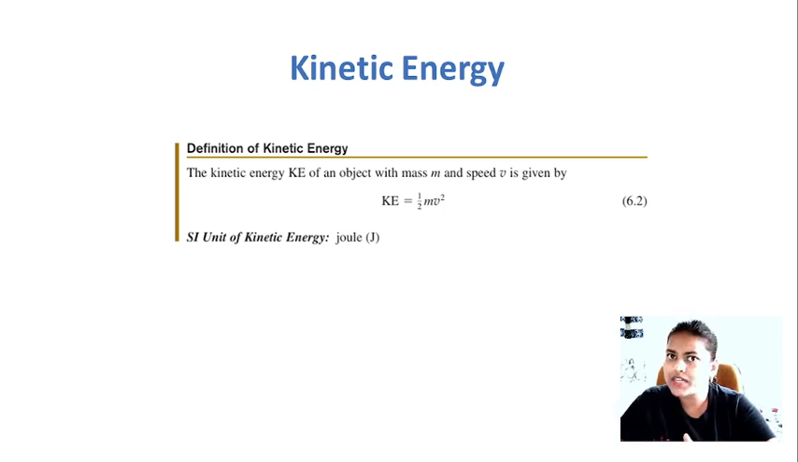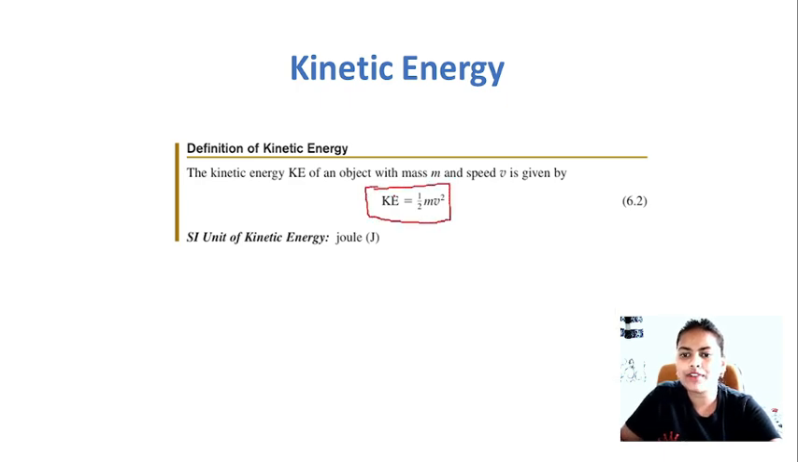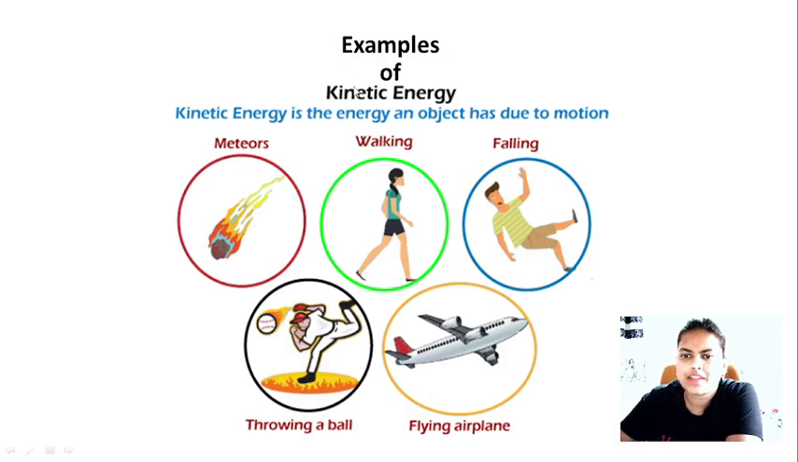If any object having mass m is moving with the speed v, the kinetic energy is given as half mv square. So kinetic energy is equal to half mv square. The SI unit of it is joule. Let's see some examples of kinetic energy, like a meteoroid, walking, falling, throwing a ball. Because of the velocity of the ball, the ball would have kinetic energy. A flying airplane would have kinetic energy. So whenever there is a motion, kinetic energy is associated with it.